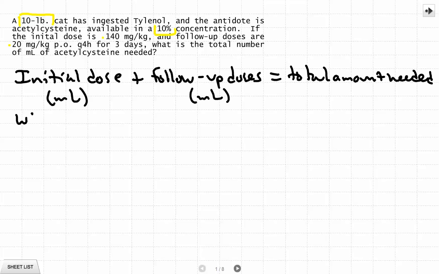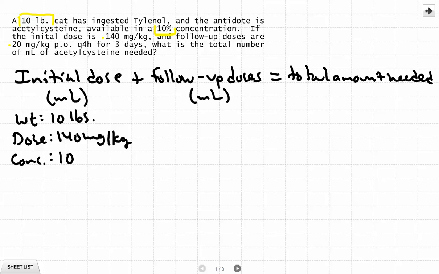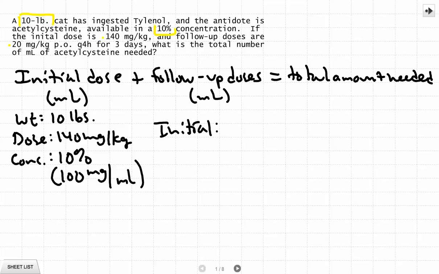So again, the weight of the patient, 10 pounds. The dose is going to be 140 milligrams per kilogram. And the supply, or the concentration, is 10%. And that's 100 milligrams per mil. So for the initial dose, this is a straightforward dosage calculation problem.